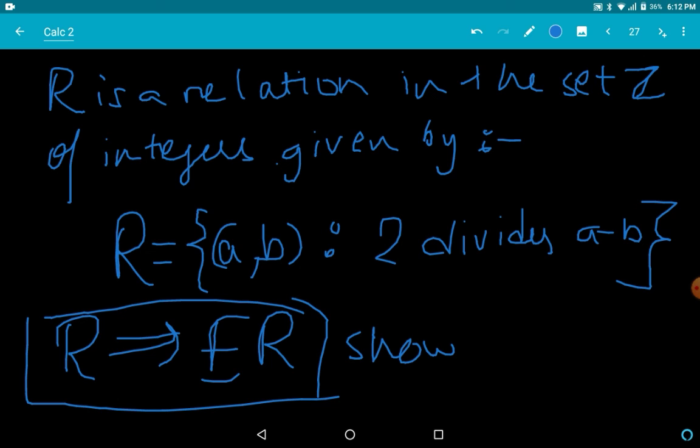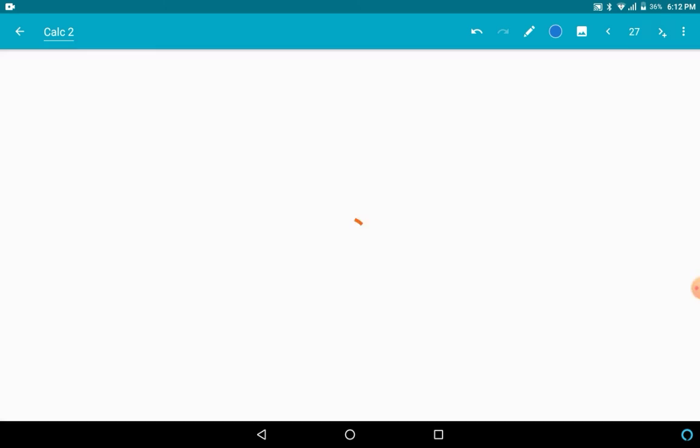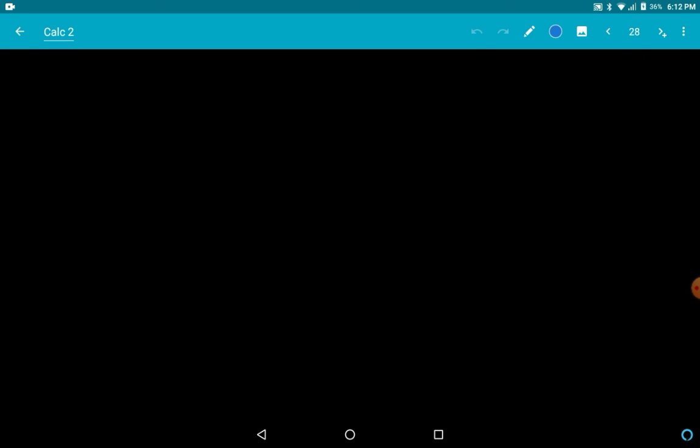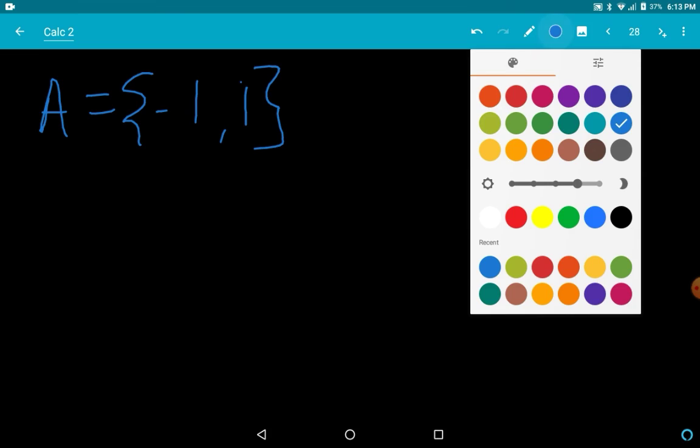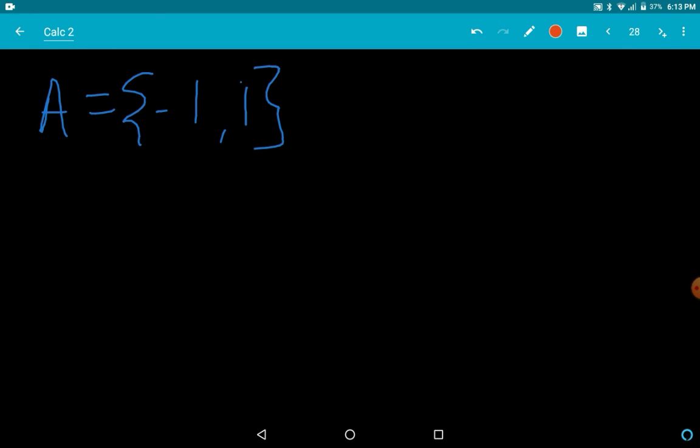Okay, so we end today's topic here, and I will do the last day's sum. Let me just get out my book and see where it is. Where is it? I think the last day's sum was A cross A cross A. Yeah, found it. See, if A equals {minus 1, 1}, then I had to find A cross A cross A.